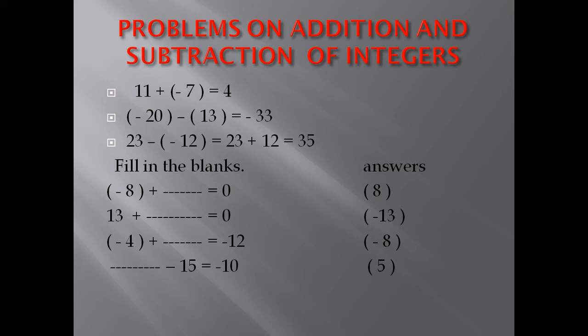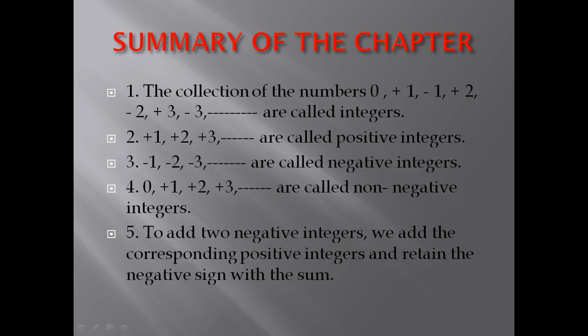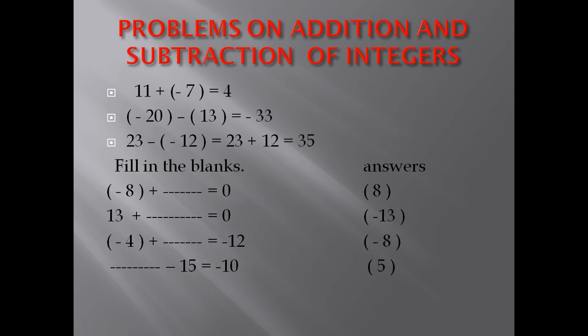In the third condition, we have 23 minus bracket minus 12. If this situation comes, if a number has two signs, minus and minus, if there are two negative signs, they will cancel out with each other, and we will say plus. So 23 plus 12. You simply add them. 23 plus 12 is equal to 35.